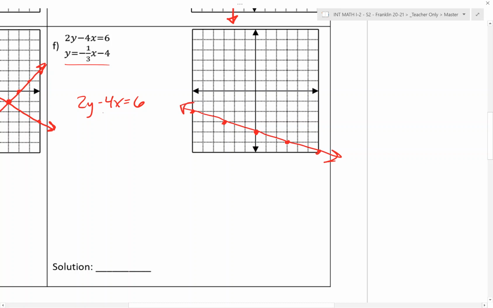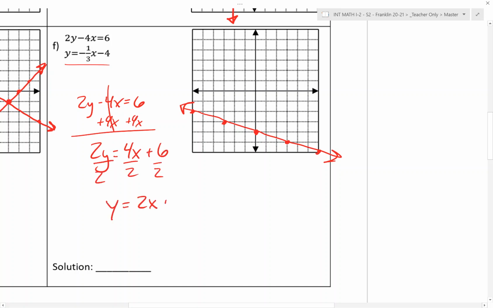Okay, so let's solve this for y. So we're going to add 4x first. So 2y equals, write the 4x first, and then the positive 6. Divide everything by 2. So y equals 2x plus 3. Starting at 3, and then up 2 over 1, or down 2 and left 1 for the slope. And there's the intersection point at negative 3, negative 3.